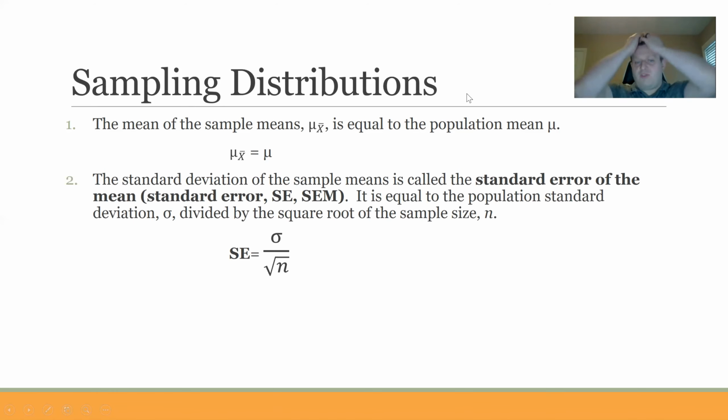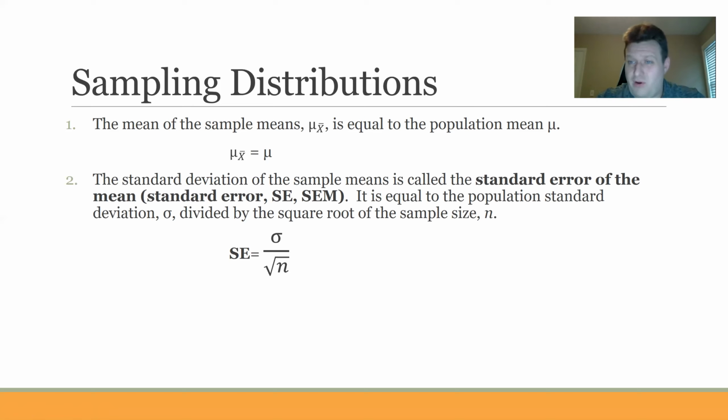So that's characteristic number one. All right. Characteristic number two. What is the standard deviation of the sampling distribution? This has a special name. It's called the standard error of the mean. That's a bit of a mouthful, so we typically abbreviate it.